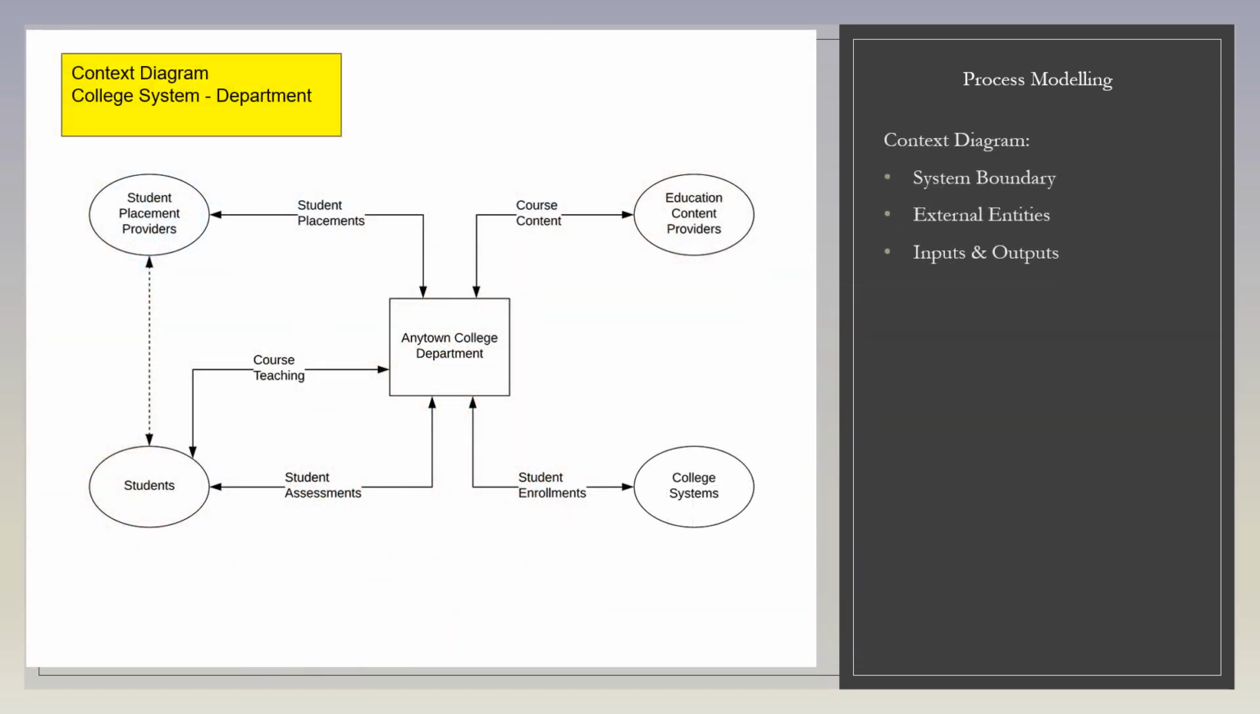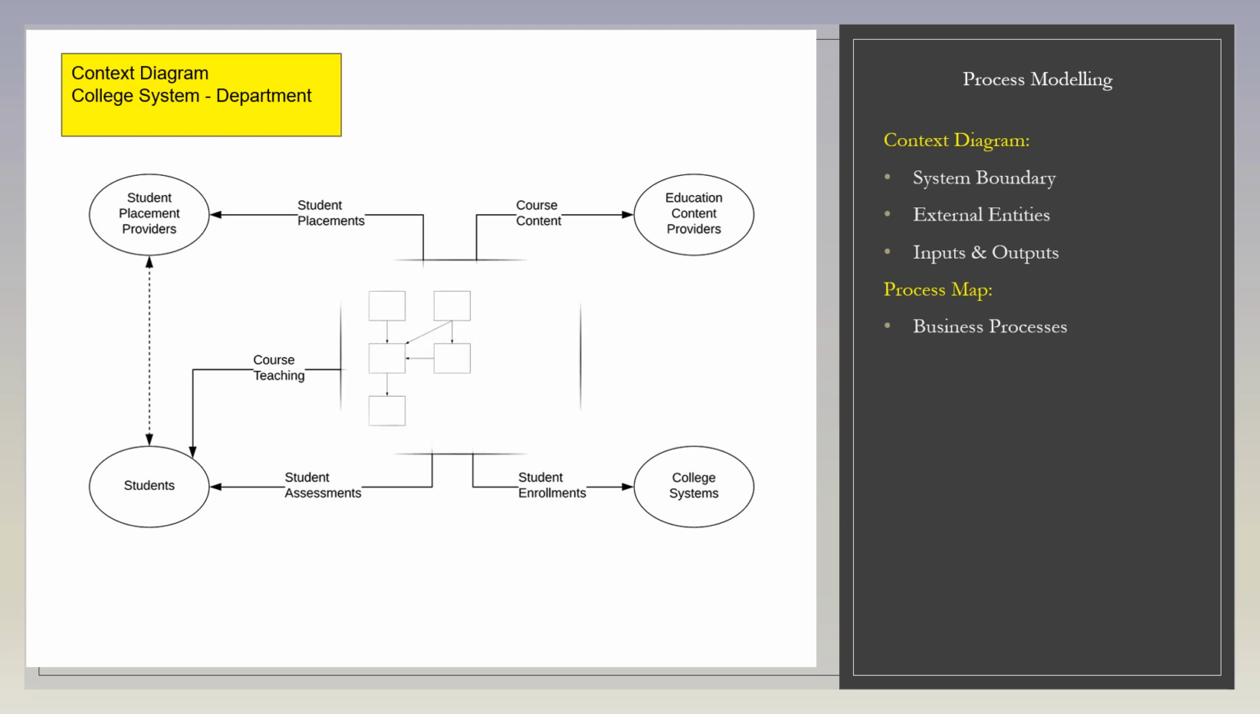Here is the context diagram for a college department, showing the main data flows in and out of a department and the external entities that it interacts with. This will form a good starting point for our process map. What we are going to do effectively is open up this box and take a look in a little more detail at what is going on within a department.